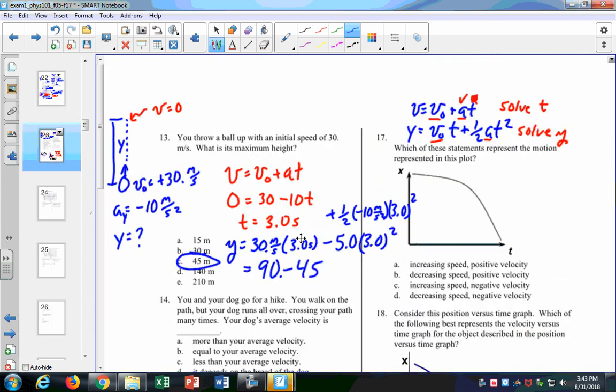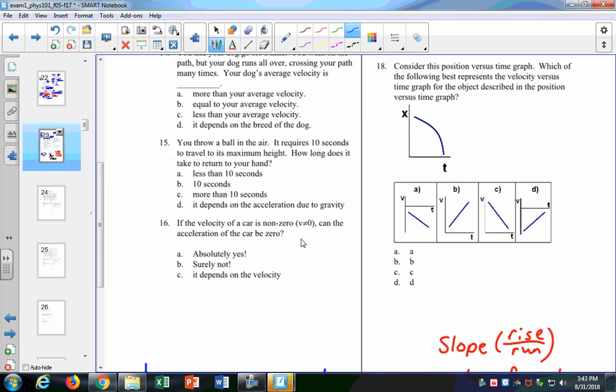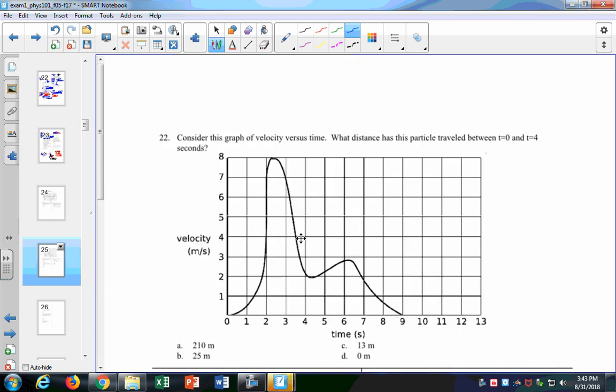Do you want to do a quick vector problem while we're here? You're going to see graphs like this. We've done them in class. I think y'all are okay with those?